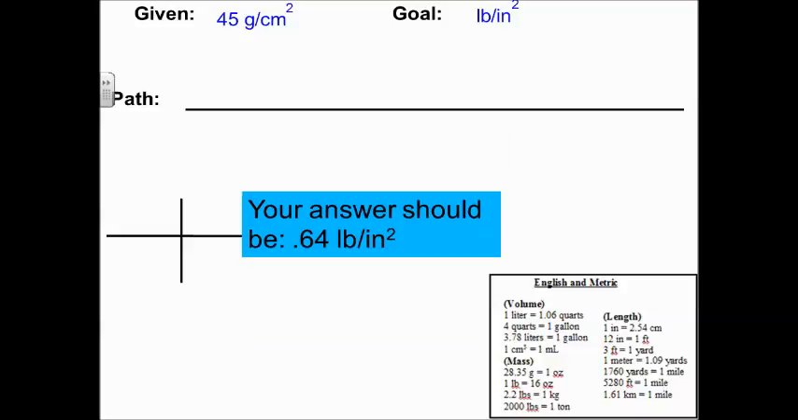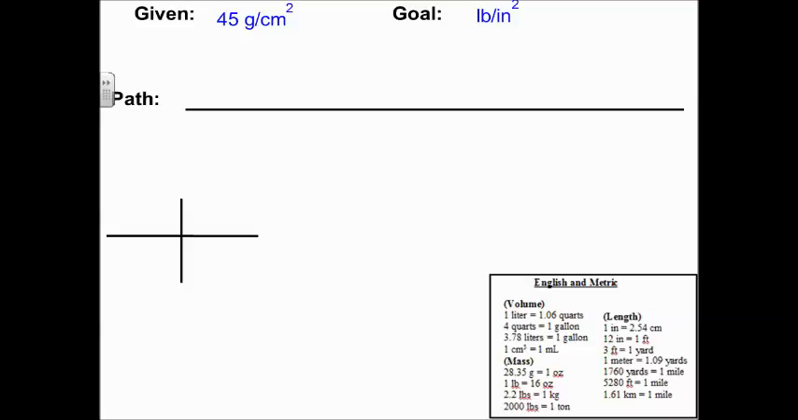So first thing we're going to do is rewrite this. We have to get rid of the squared. Let's write it out the long way. So instead, it's going to be 45 grams per centimeter times centimeter. These are the same thing. I know sometimes students don't like this slash, so I actually wanted to write it down below. And same thing over here, pounds over inches times inches. So we have 45 grams divided by centimeter times centimeter, and we want to get to pounds divided by inch times inch. So first thing we need to figure out is a path.